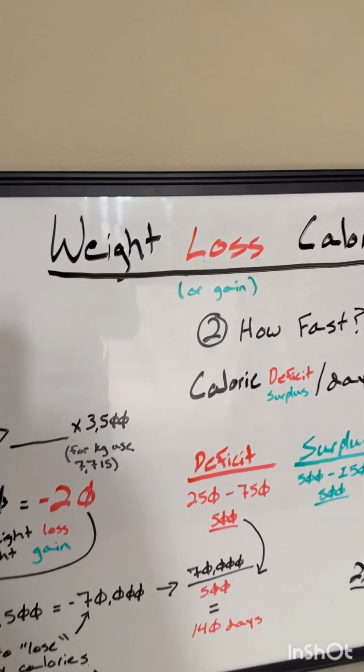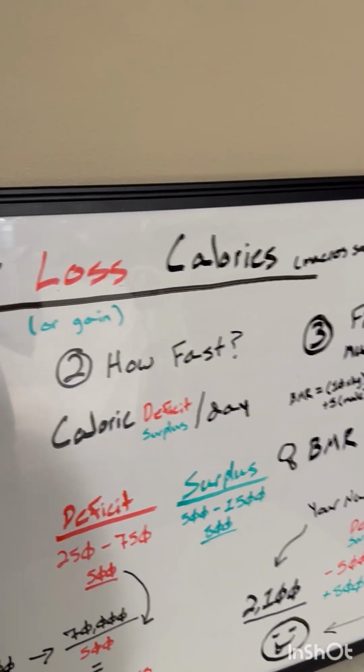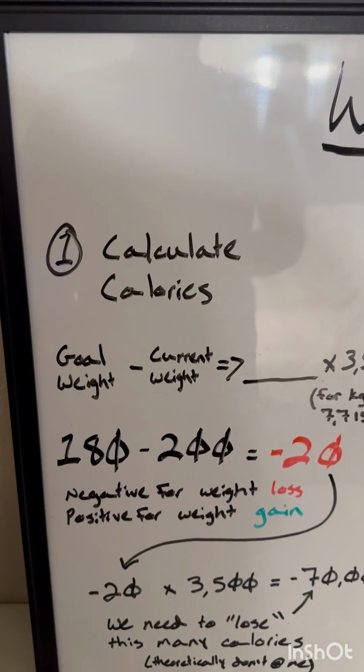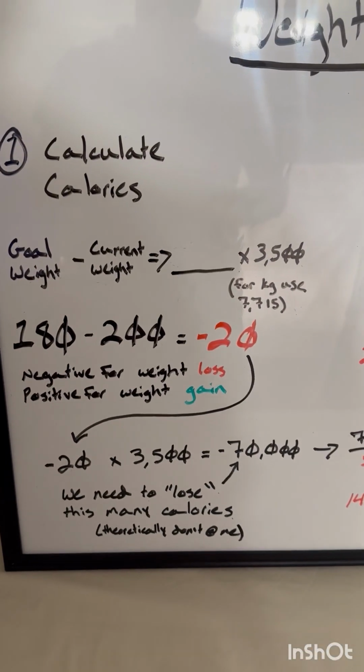Hate to be the bearer of bad news, but if you get this one thing wrong, weight loss is gonna be literally impossible. Come on. Here's the thing, you gotta get your calories right. 3 simple steps. Here's how we do it. Number 1, calculate the number of calories that are needed to reach your goal.